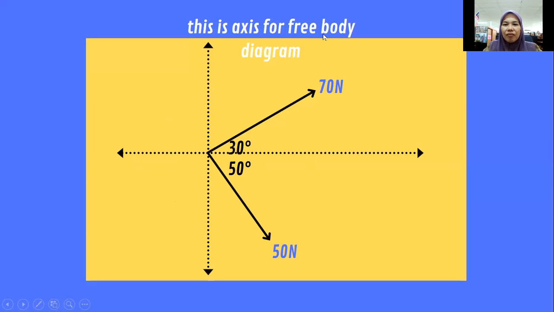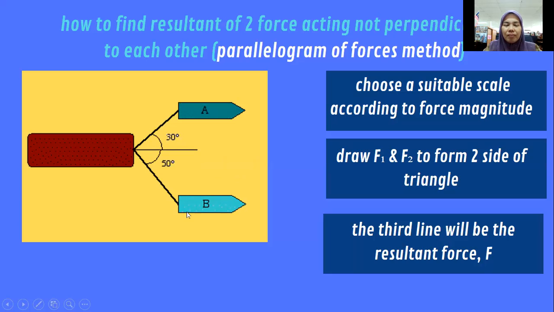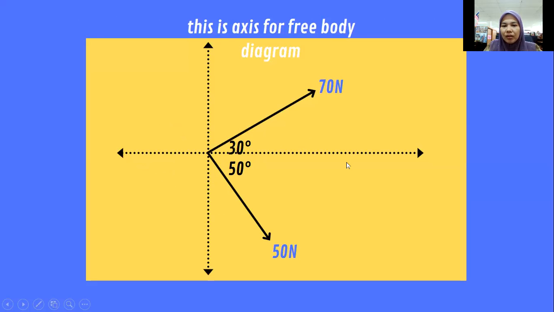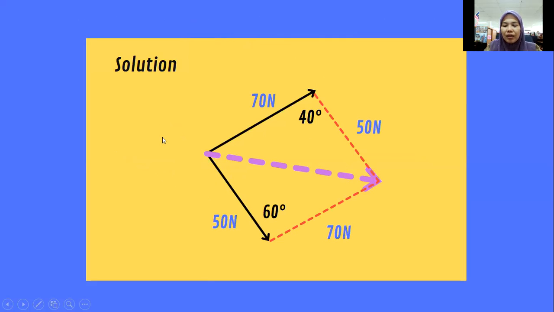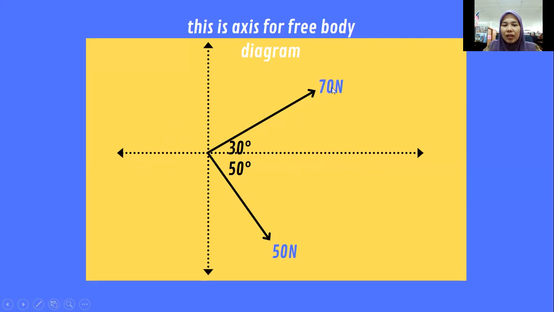So this is the axis for the free body diagram, from our previous question with the same values. So how to draw the parallelogram method? If the magnitude of the force is given to you, the magnitude will represent the scale of the force. If it is 70 Newton, you can change it to 7 centimeter. If you have another force here, 50 Newton, you can change the scale into 5 centimeter when you draw on the graph paper.